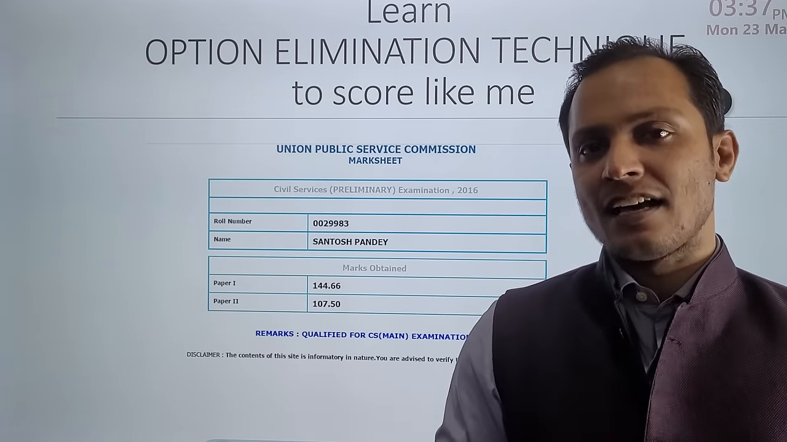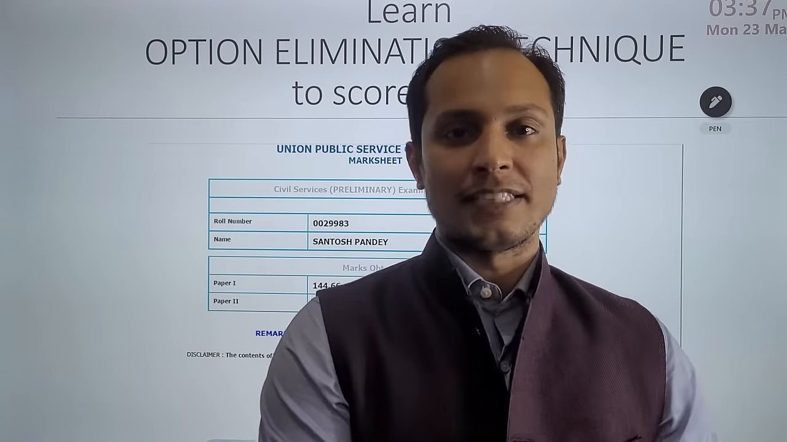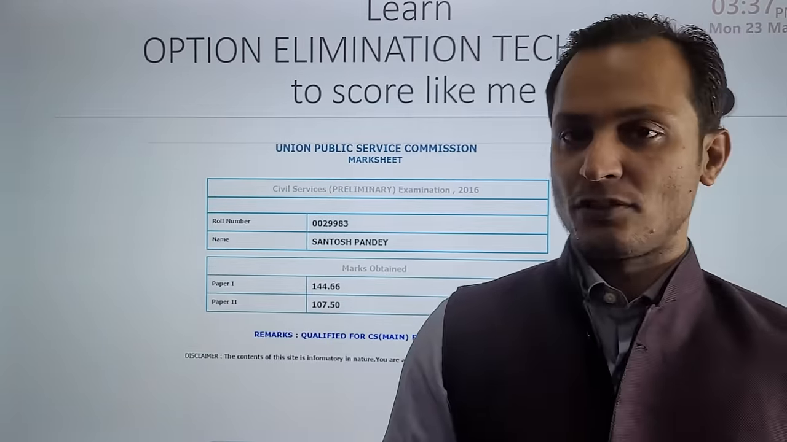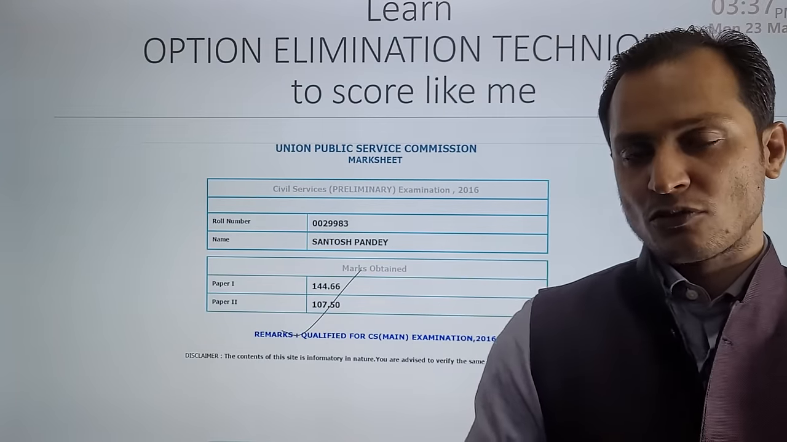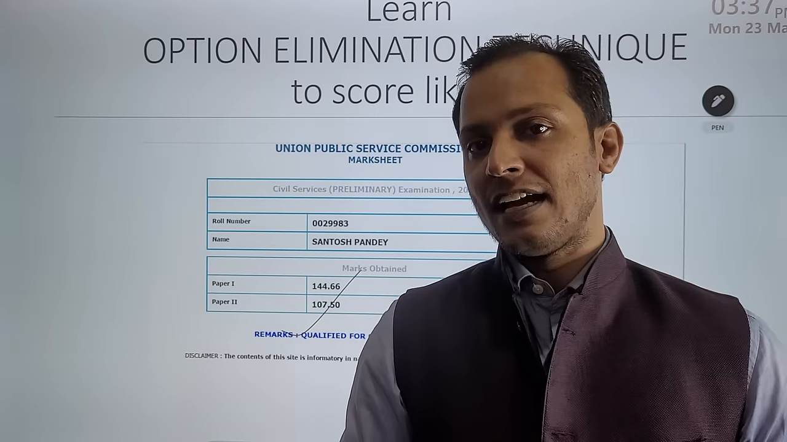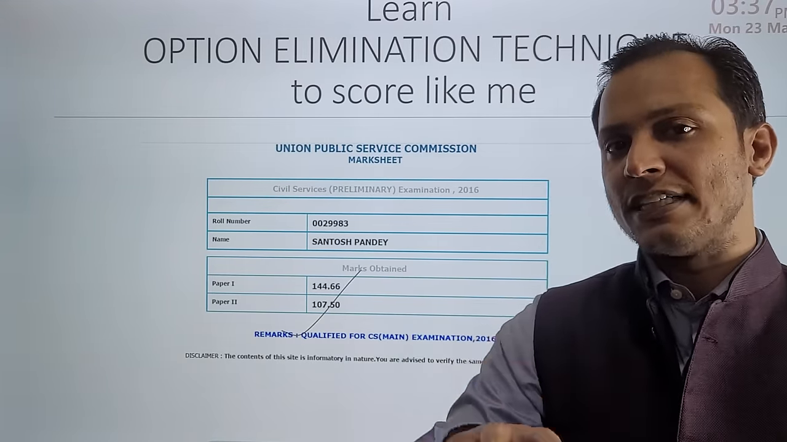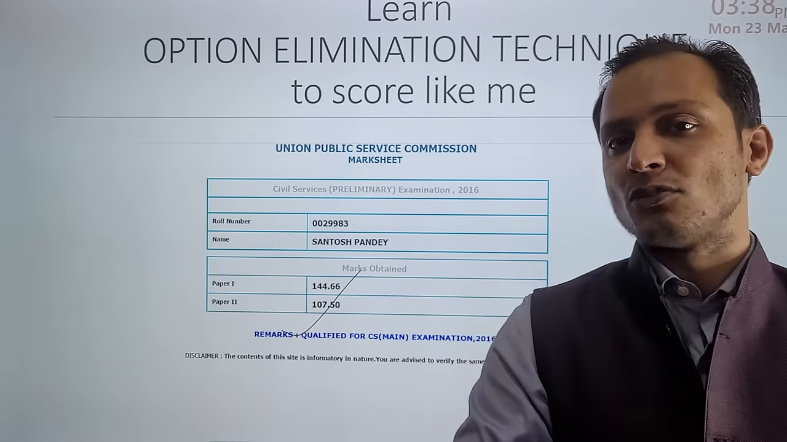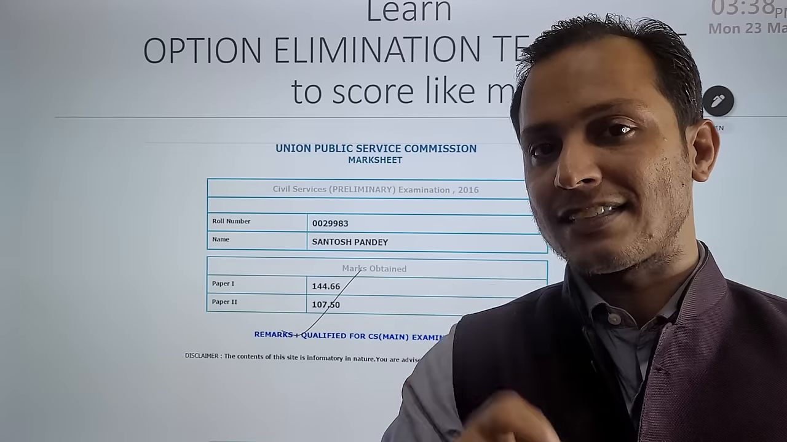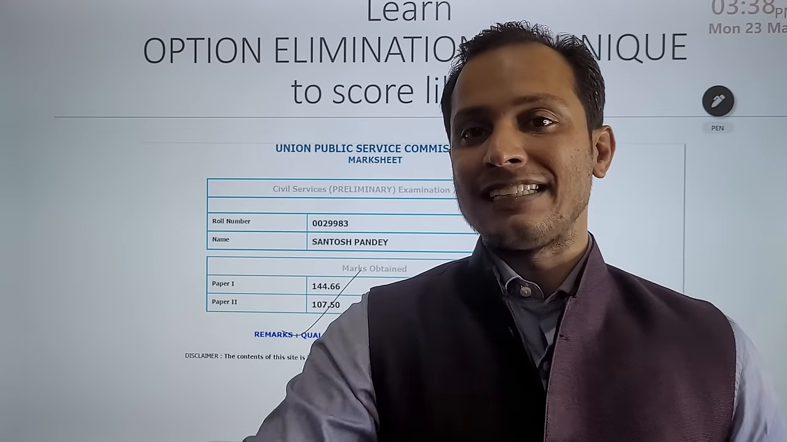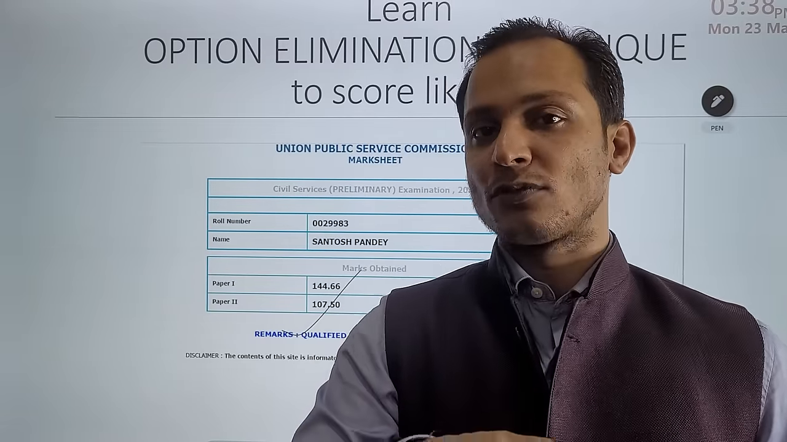And these are techniques which I have applied in my paper in the previous attempts, and I have got good results. You can see out here that I have got one of the highest marks in the prelims examination. So today I am going to share another technique, and you might already be knowing it, but you might not be knowing the trap which is there in that technique. And if you do not know the trap and you start applying it, then you might end up losing marks.